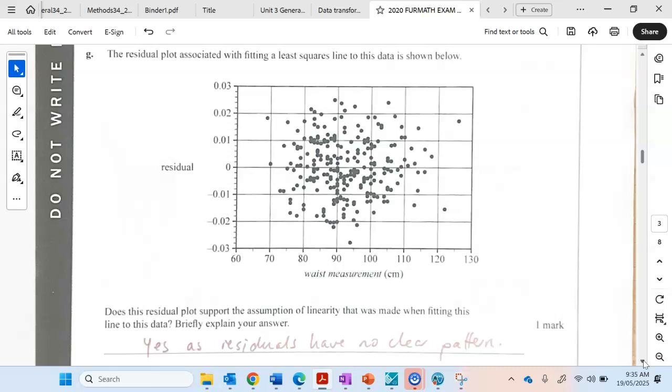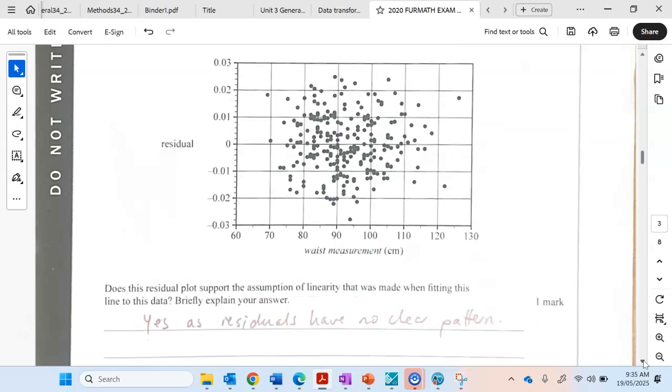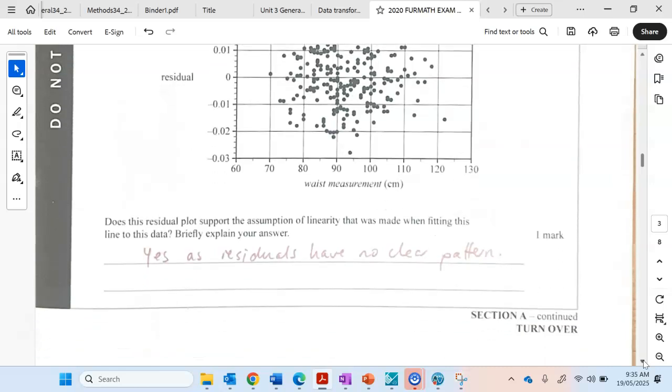All right, then we've got a residual plot. All right, so you'll notice this often gets asked, does this residual plot support the assumption of linearity that was made when fitting this line to the data? Briefly explain your answer. Yes, as the residuals have no clear pattern or they're randomly scattered. All right, we don't have to go into too much detail. You know, they've given you only 2 lines. You don't have to write a full-on summary. You just have to say there's no clear pattern or they're randomly scattered.